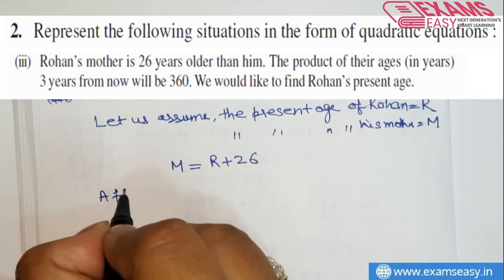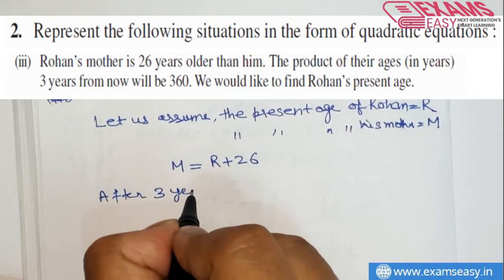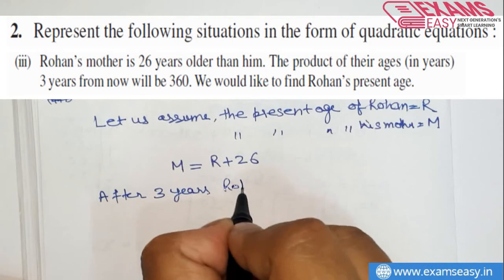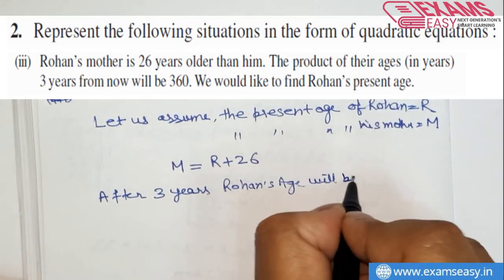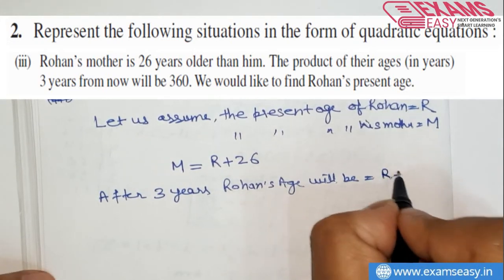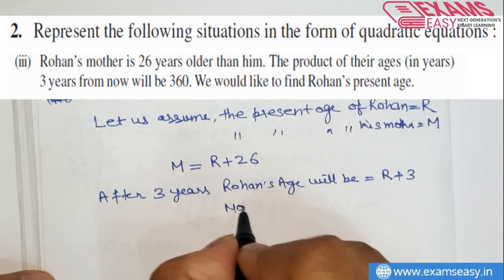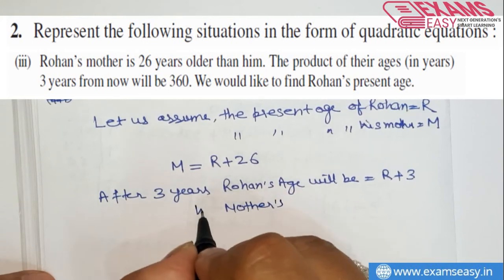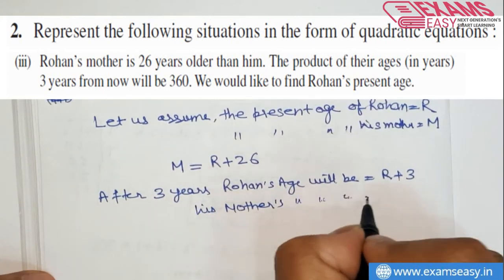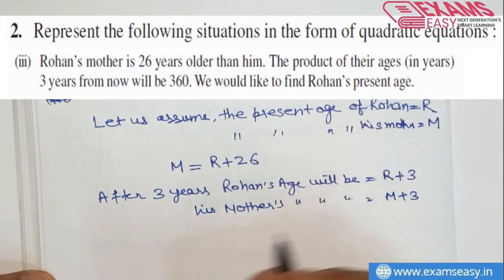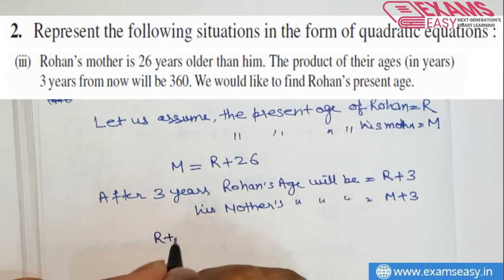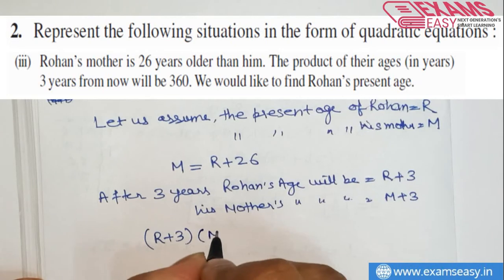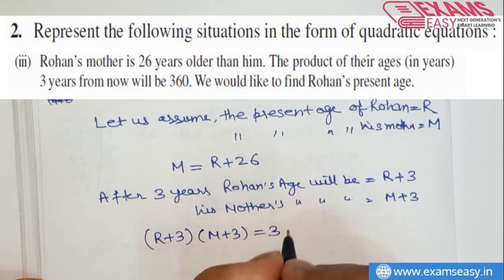So after 3 years Rohan's age will be R plus 3 and his mother's age will be M plus 3, and we have been given the product of their ages after 3 years from now will be 360. That means (R plus 3) into (M plus 3) will become 360.